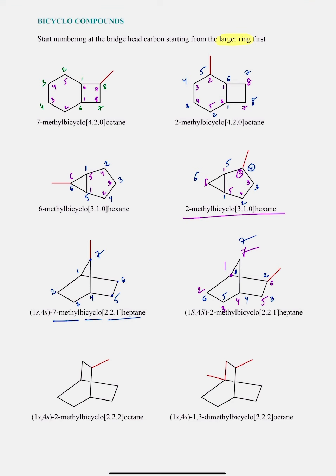I can also start at the bridgehead carbon at the bottom where we have number 4, but that would anyway not give me the lowest number. So this blue numbering is correct, and thus the name. What about this next structure?